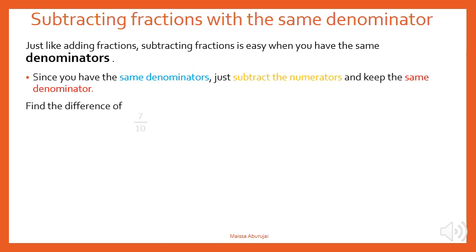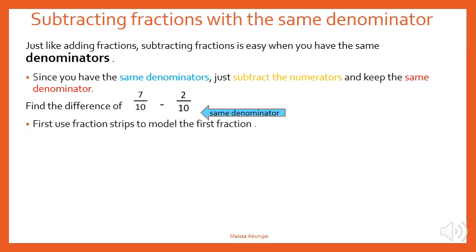Find the difference of 7/10 minus 2/10. The first way is by drawing strips. As you see here, we have the same denominator, so we will draw a strip divided into 10 equal parts because both denominators are 10. So first use fraction strips to model the first fraction.